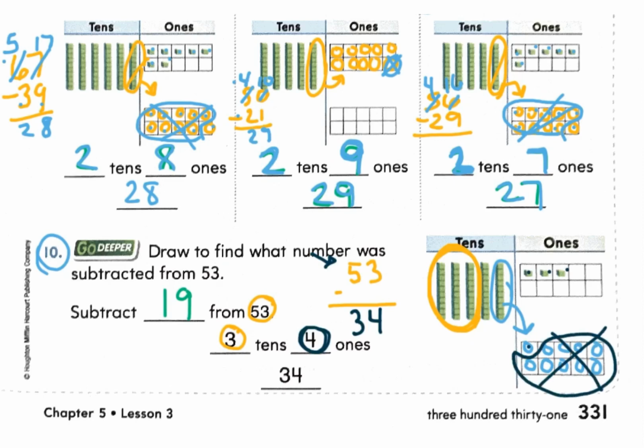How many did I take away in order to still have 4 ones left? 1, 2, 3, 4, 5, 6, 7, 8, 9. 9. Right? Okay. That means I have 4 tens left, but I can only have 3. So I had to take something away from these 4 tens. If I take this 10 away, 1 ten, then that leaves me with 3 tens. Do you get it? So 53 minus 19 is 34. Good job.